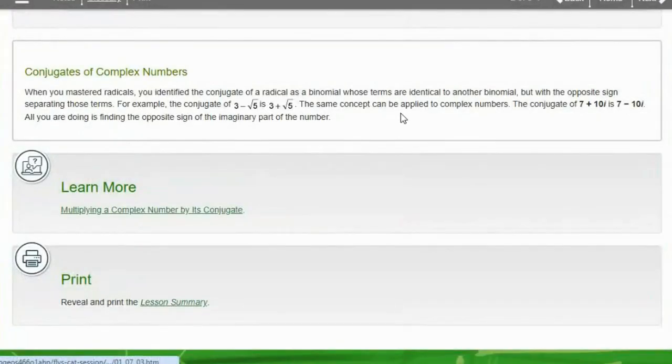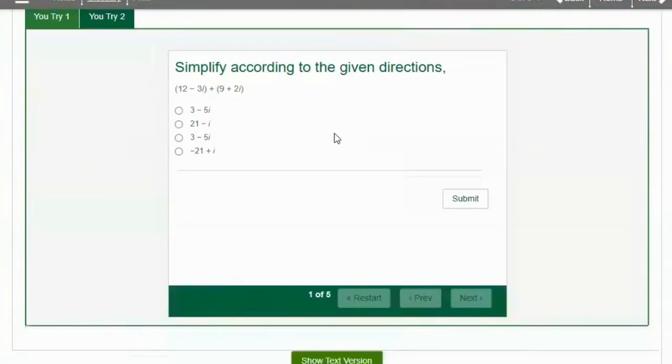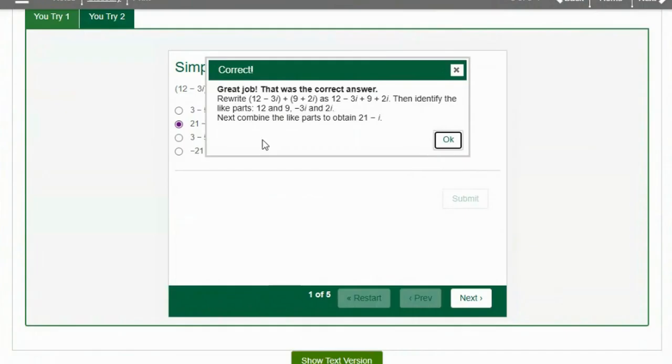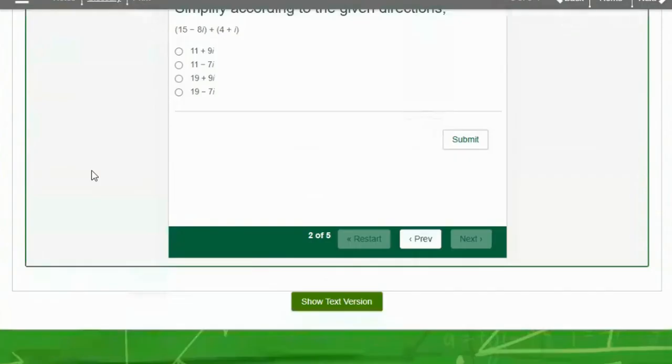Let's look at some of the examples they have over here. Simplify according to the given directions. We have 12 minus 3i plus, we're just adding together, 9 plus 2i. Well, that means the 12 can be added to the 9, and the negative 3i can be added to the positive 2i, which means we have 21 minus i. Great job. The real with the real. There's another addition one. I'll leave those for you to practice on.